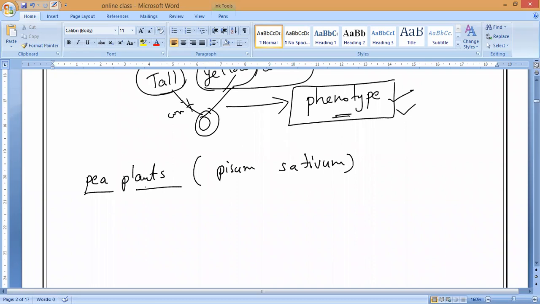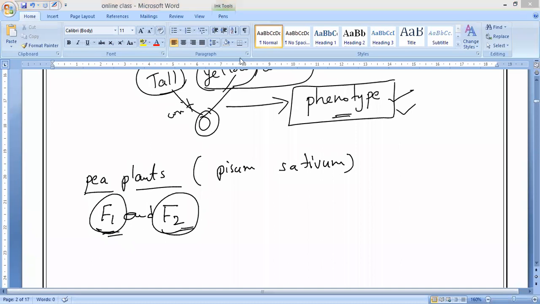With the help of observations of pea plants, he made two things by crossing the parents and the next offspring, that is, the F1 generation and the F2 generation. Before studying the F1 and F2 generations, first you should understand why he chose only pea plants. Anybody can say, guys, why he chose pea plants? What are the reasons behind Mendel's choosing of pea plants?